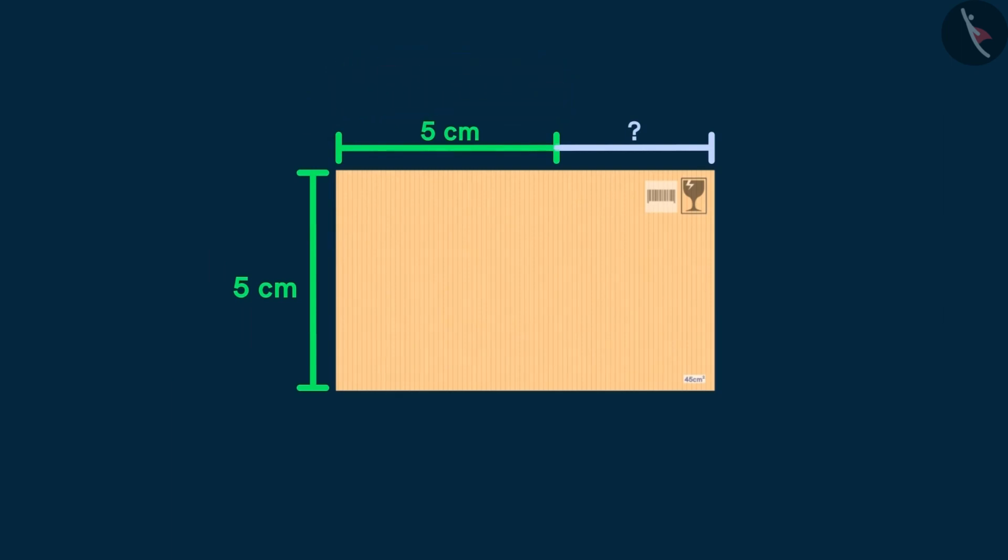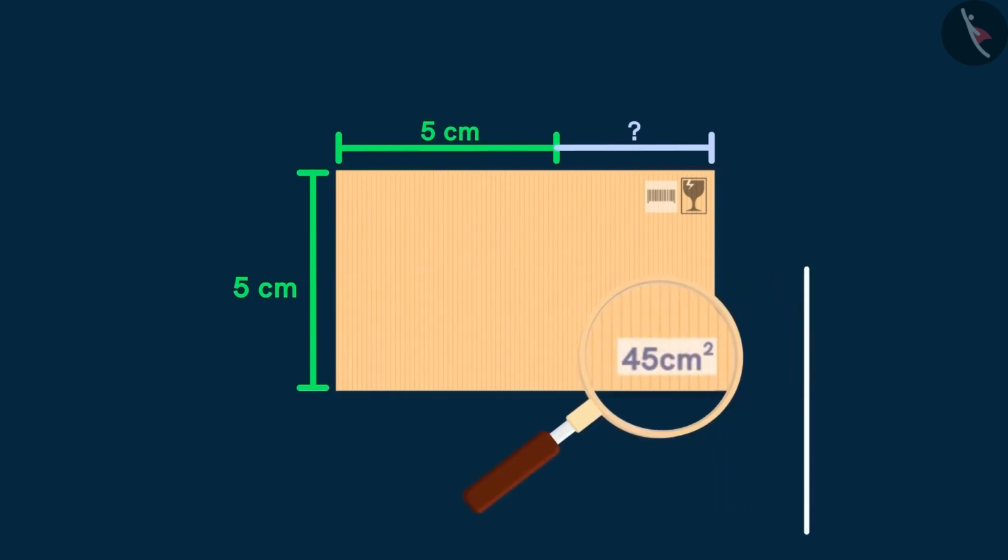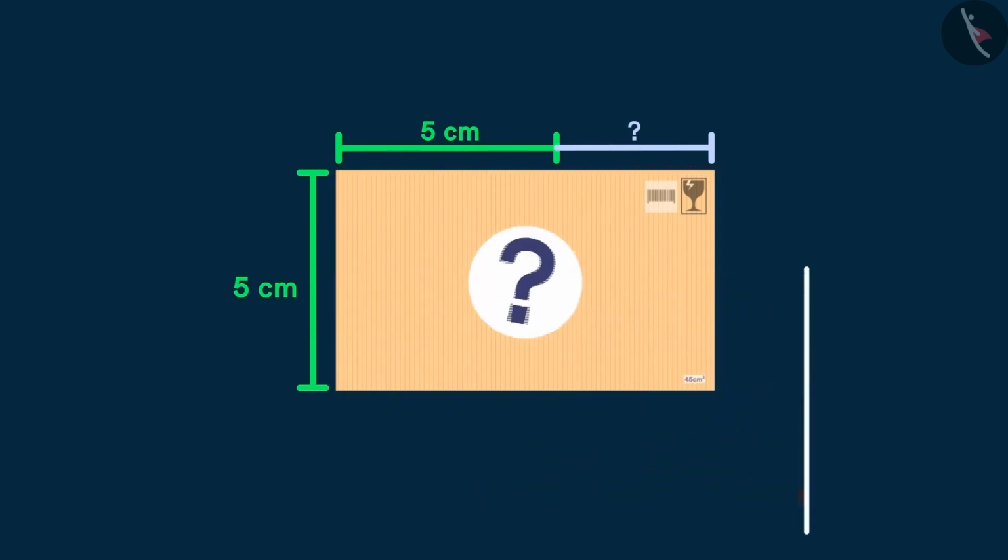He also notices that in small letters, the area of the rectangular shaped parcel has been measured to be 45 square centimeters. Can you help Raghu find the length of the parcel? Let's help him.